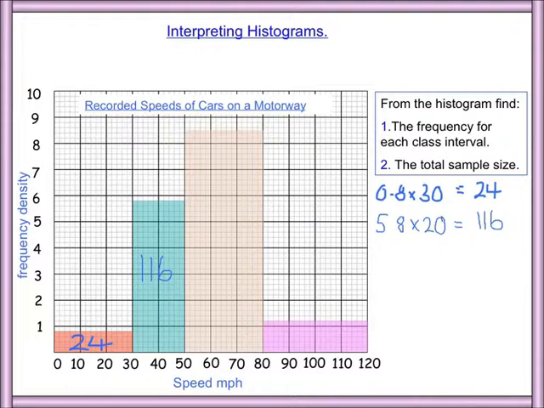The next one has a height of 8.5 and a width of 30. So 8.5 times by 30. Quickest way to do this, well, 8.5 times 10 is 85, and 3 lots of 85 will be 255. So that's 255.